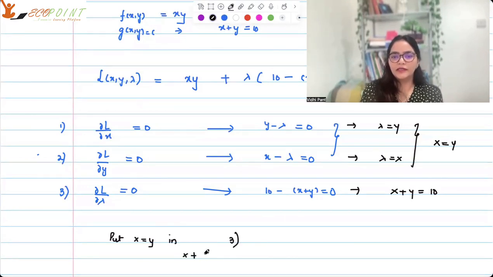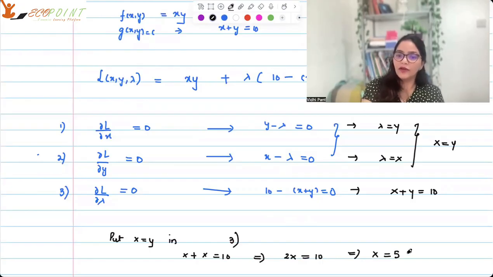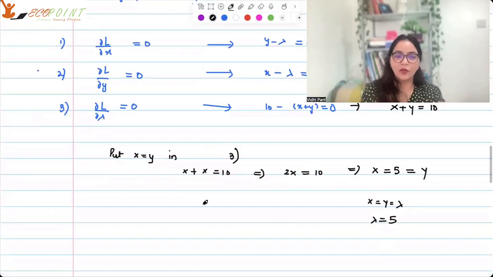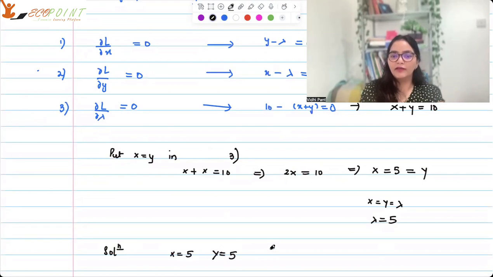So, x plus x equals 10, which implies 2 times x is equal to 10, which implies x is equal to 5. If x is equal to 5, since x is equal to y, y is also equal to 5. And with that, because x is equal to y is equal to lambda, lambda is also equal to 5. So what is the solution? Solution is x equal to 5, y equal to 5, and lambda also is equal to 5.